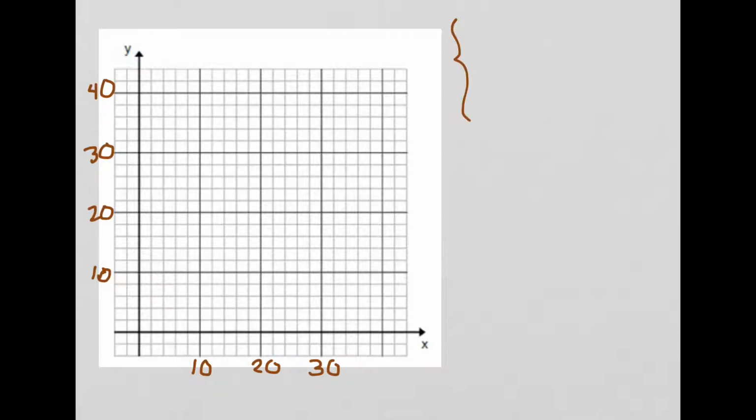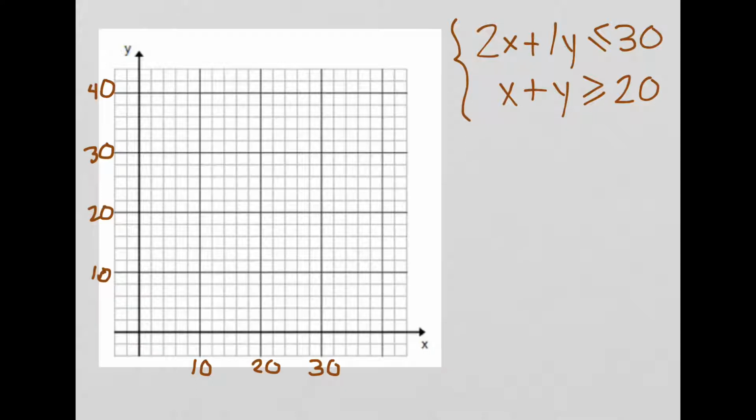I'm going to recopy it right here in case you forget what it looked like. And there's our y, and that had to be less than or equal to 30. Oh, sorry, I mixed up the order. I hope that's not confusing. We had to buy at least 20 ads. Okay, there's our system.